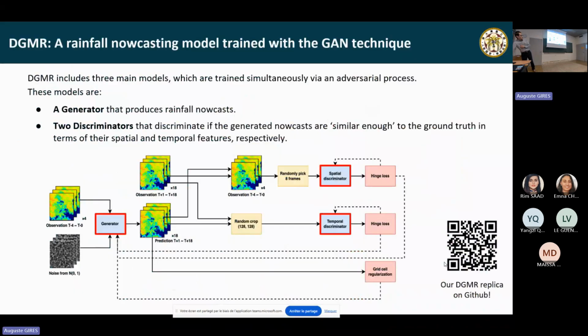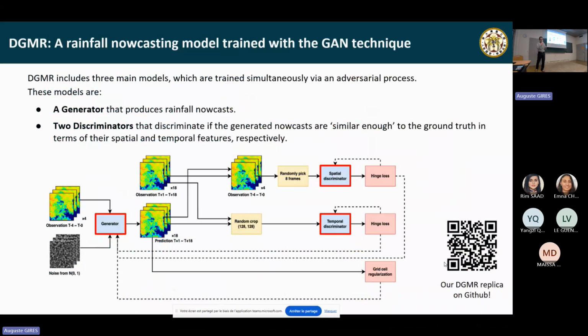And this is just a framework of GAN. I'm not going to detail it here. Just to let you know, if you're interested in this model, we open sourced it, because the original DGMR authors didn't provide their source code. So we spent a lot of time looking not just at their paper, but also at some of the authors' previous works, until we could finally replicate this method.